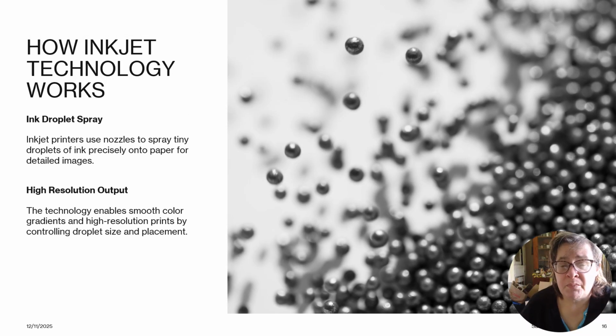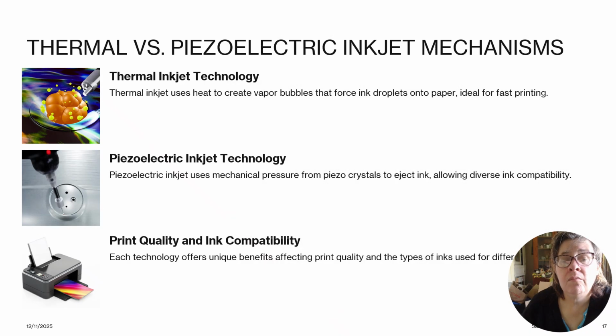Inkjet printers spray tiny droplets of ink directly onto the paper using nozzles, enabling detailed images and smooth gradients with high resolution. Two primary inkjet technologies exist: thermal, which uses heat to propel ink, and piezoelectric, which uses mechanical pressure. Each has distinct advantages in print quality and ink compatibility. And look, you're going to have to look at which one's going to suit you the best.